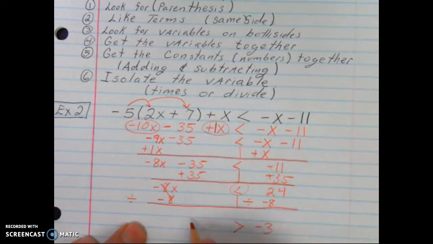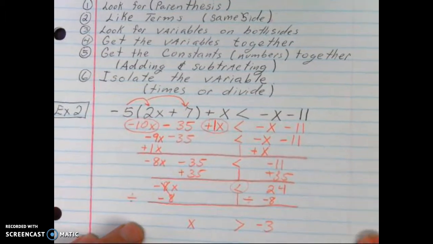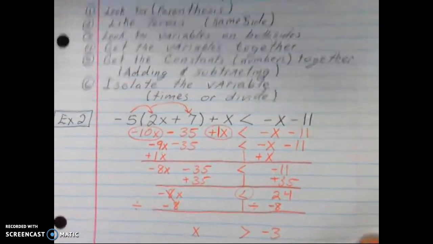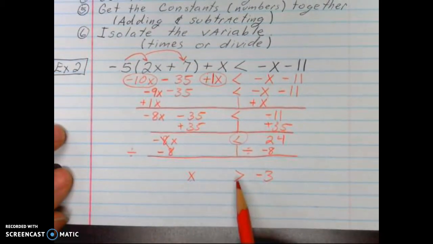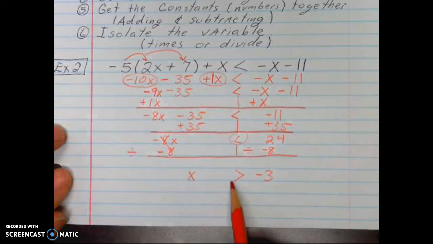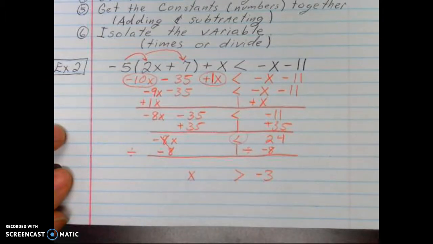This crosses out, isolating the x, and I have x is greater than negative 3, because I switched my inequality sign around because I divided with a negative. So make sure that you hit pause and you have all this work copied down also.